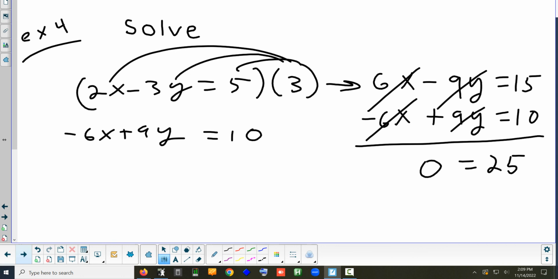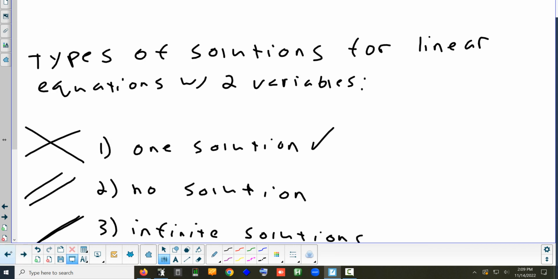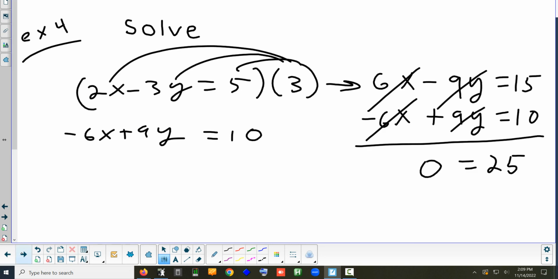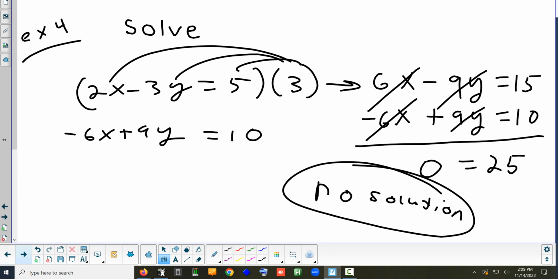Okay, at this point, we're done. When all the letters are gone, there's nothing else for you to do except look at that and say whether it's true or false in your head. And that's either going to mean no solution or infinite solution. So what do you think this problem is? This is no solution, because 0 does not equal 25. That's a no solution.